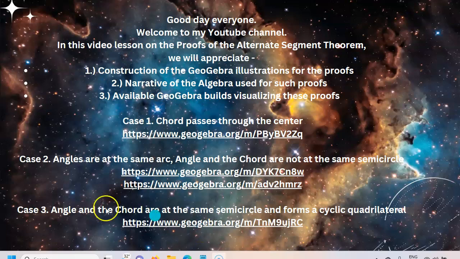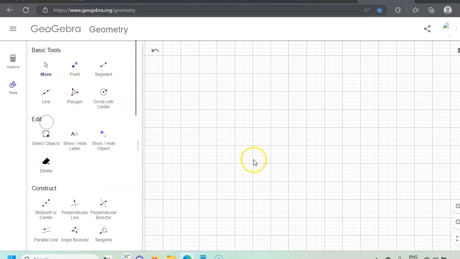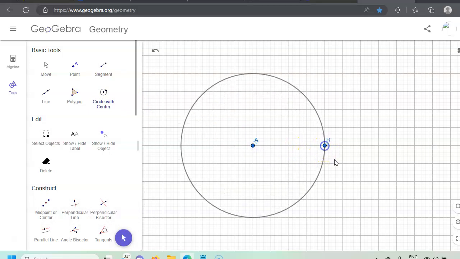Alright, so let's begin. We have now a very beautiful blank page. So here are now the elements of our proof. First, we are going to have a circle, and then we are going to have a diameter.